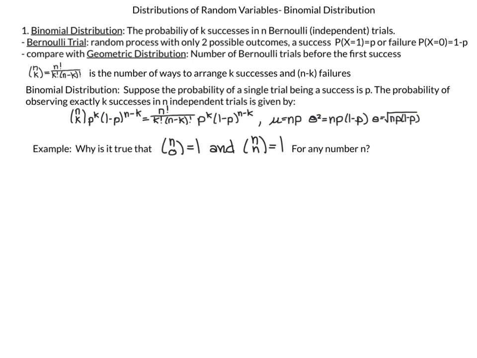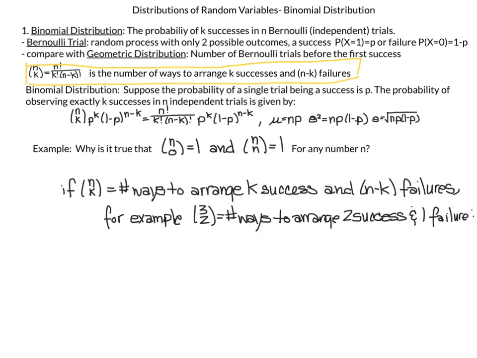The next example: why is it true that n choose 0 equals 1 and n choose n equals 1 for any number n? For this, we're going to go to this definition here of n choose k, which says that we can interpret n choose k as the number of ways to arrange k successes and n minus k failures. So let's take a look at that. Using this interpretation, when we look at 3 choose 2, that's the number of ways to arrange 2 successes and 1 failure. So first, 3 choose 2 is equal to 3 times 2 times 1 over 2 factorial times 1 factorial. These cancel out. So there are 3 ways.